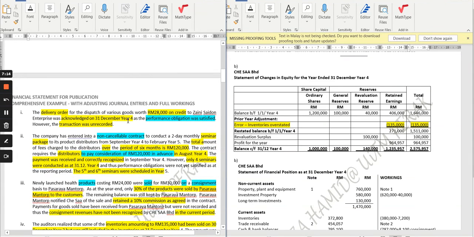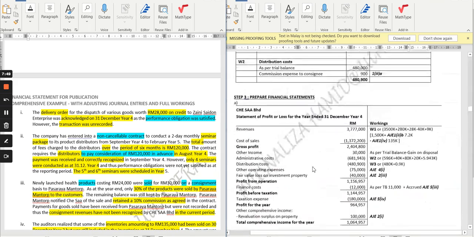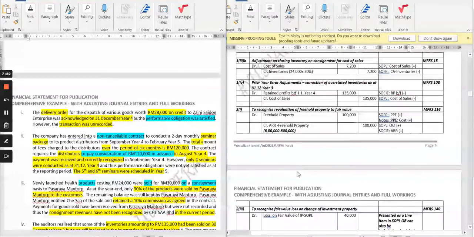Delivery order for dispatch of various goods worth 28,000 on credit to Zaini Saidun, that is your customer, was acknowledged. It was acknowledged by the customer on 31st of December year 4, which is at the end of the reporting date. Why? As the performance obligation was satisfied by the company. Remember, the reporting entity here is CHSA. However, the transaction was not recorded by CHSA. So meaning to say that revenue should have been recorded because the performance obligation was satisfied, but the transaction was not recorded. To do that, you're going to do one journal entry.